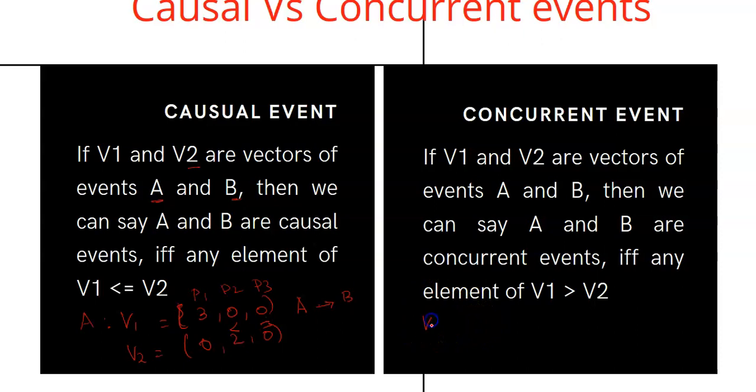Suppose your V1 is 3, 3, 2 and your V2 is 0, 2, 0. In this case, all the elements of V1 are greater than V2. Now we can say V1 is concurrent to V2. If it is greater, we can say they are concurrent events. The Lamport's limitation is overcome.